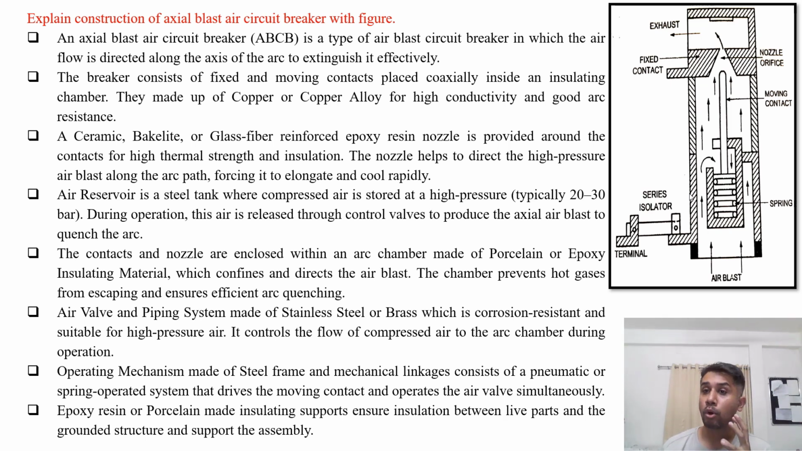Epoxy resin or porcelain insulating supports are provided, which ensure the insulation between the live parts and the grounded part of the structure, and support the assembly. Here we can visualize this. The series isolator is also provided here for proper results. This we are going to explain before the working of the axial blast air circuit breaker. So this is the construction of the axial blast air circuit breaker.